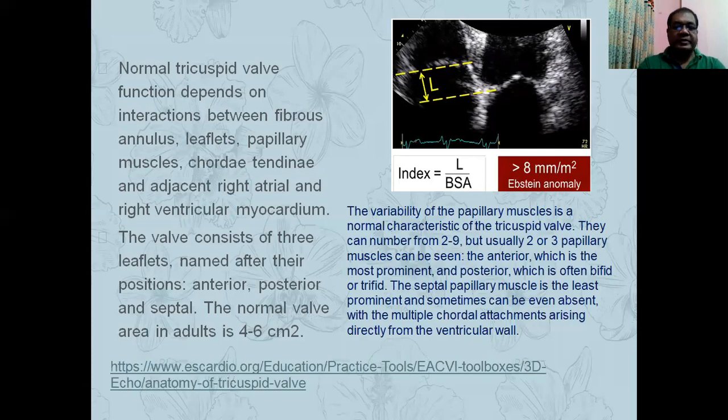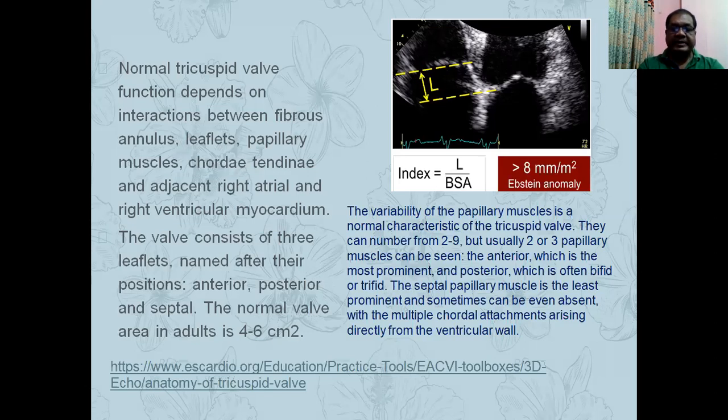Now, first of all, we'll discuss the anatomy of the tricuspid valve. Normal tricuspid valve function depends on interaction between the fibrous annulus, the leaflets, the papillary muscle, body tendinae, and the adjacent right atrial and right ventricular myocardium. The valve consists of three leaflets named after their position. They are anterior, posterior, and septal.